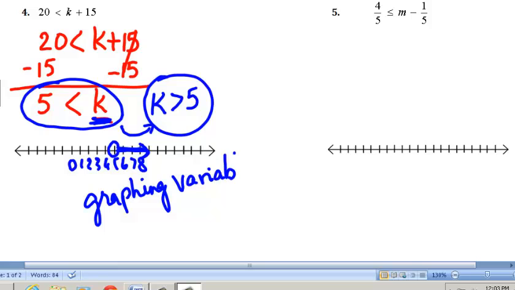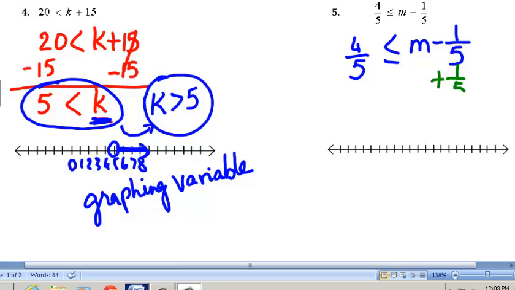Okay, let's do one more so that it makes it a little bit clearer. 4/5 is less than or equal to m minus 1/5. Undo by adding 1/5 on both sides. This is the easy part. Add 1/5 on both sides. That's done. I have 5/5 is less than or equal to m.